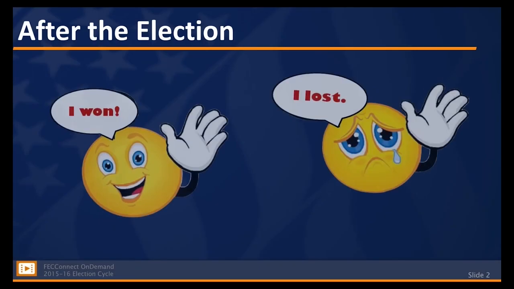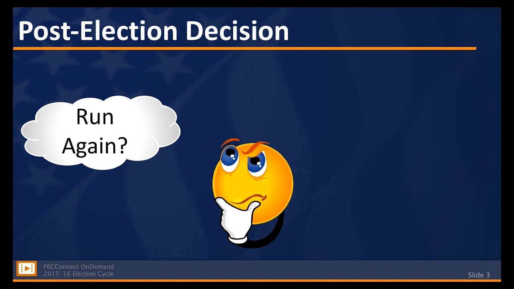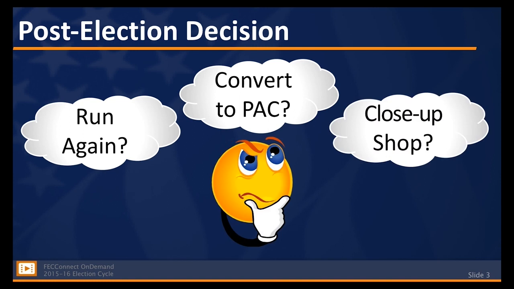Win or lose, candidates and their campaign staff will have many decisions to make after the election. You will have to decide whether the candidate should run again, whether to convert the campaign committee into a political action committee, or whether to close up shop and terminate the campaign committee altogether. This video is designed to help candidates and their campaign staff make informed post-election decisions.